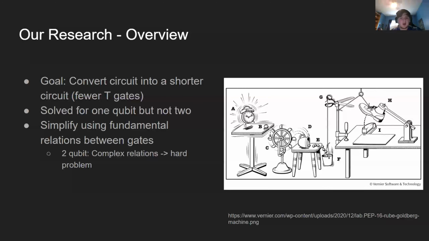And this has been solved for 1 qubit, but not 2. And essentially the reason is the problem gets quickly, significantly more difficult as soon as you start adding more qubits. And essentially the idea was that we have fundamental relations between gates, and we try to simplify the circuits using that. So for 2 qubits, the relations are more complex and it gets much harder. And for 3, it's even harder, sorry. And so essentially that's the idea. And I'll talk a little bit more about the complex relations on the next slide.